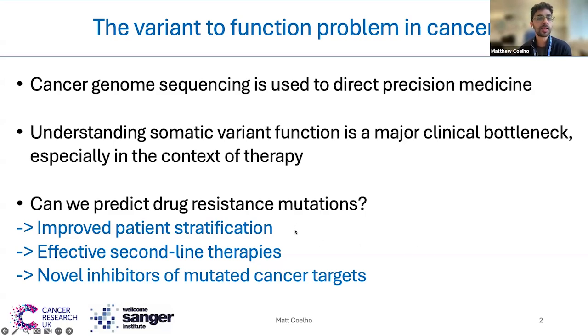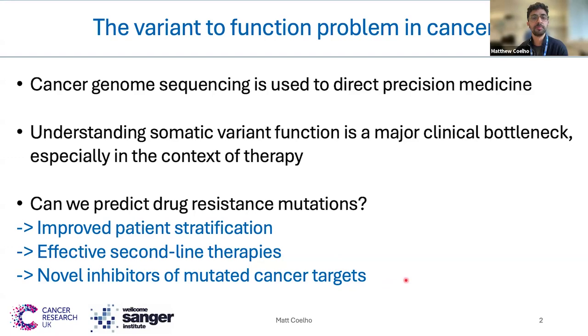If we were able to understand what each of these variants are doing, we would get better resolution in terms of patient stratification, so the right drug to the right patient. Also, we could identify the treatments which might be effective in patients that relapse on therapy. And I'll show you a little bit later about how we can, in cancer, design new molecules targeting these drug resistant proteins.